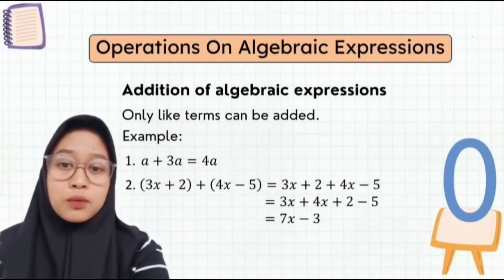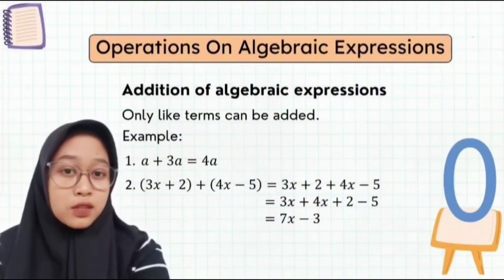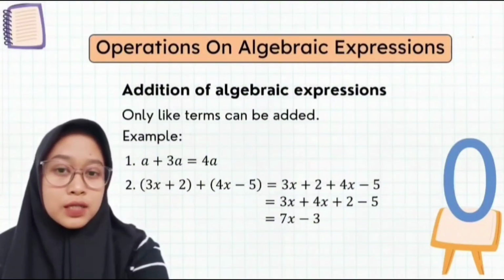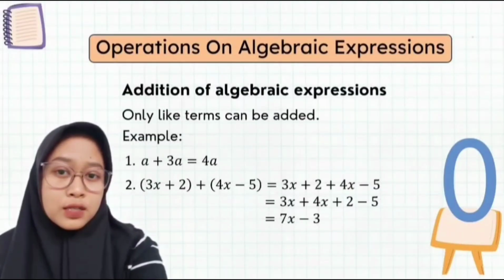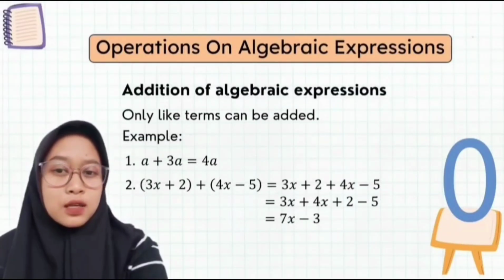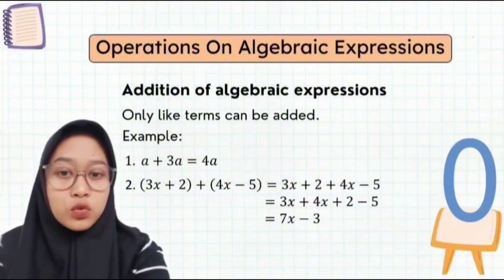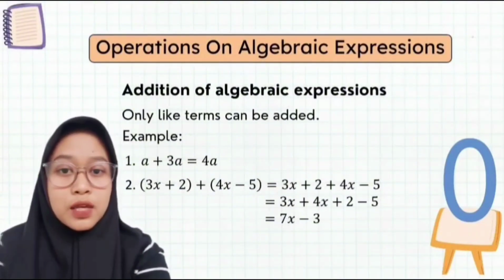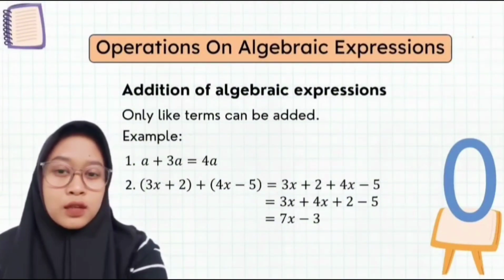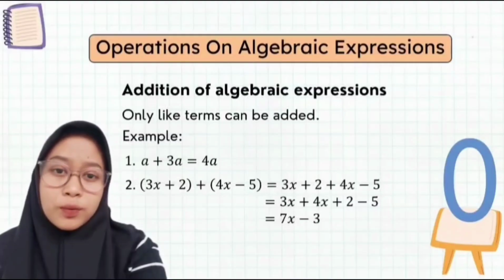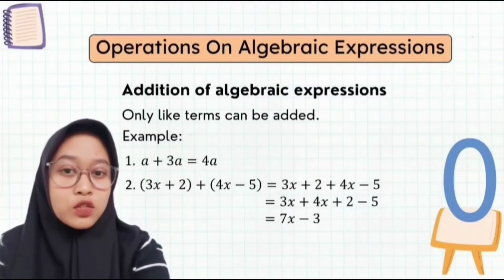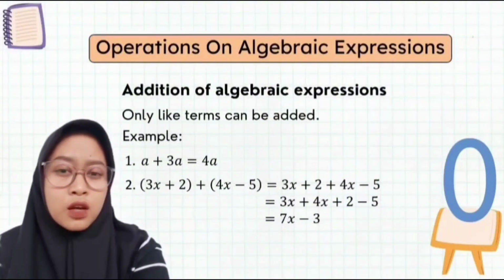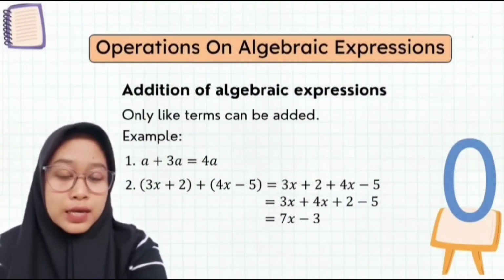Number 2 is in brackets 3x plus 2, plus in brackets 4x minus 5. First, remove the brackets: 3x plus 2 plus 4x minus 5. And then group the like terms: 3x plus 4x plus 2 minus 5. So the final answer is 7x minus 3.